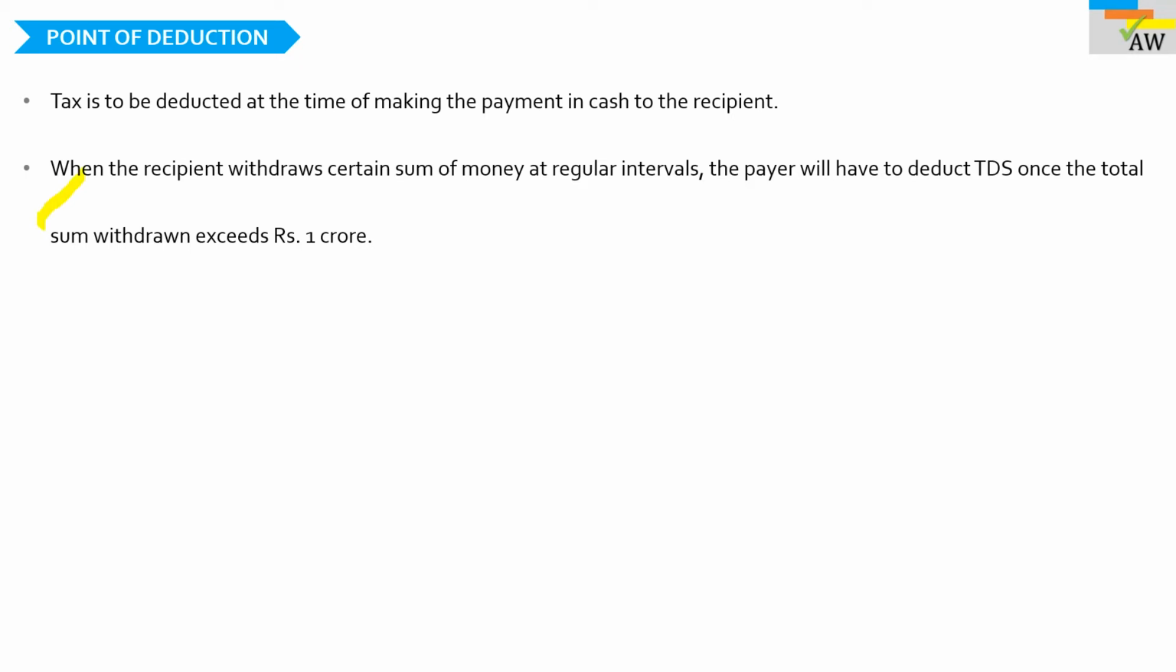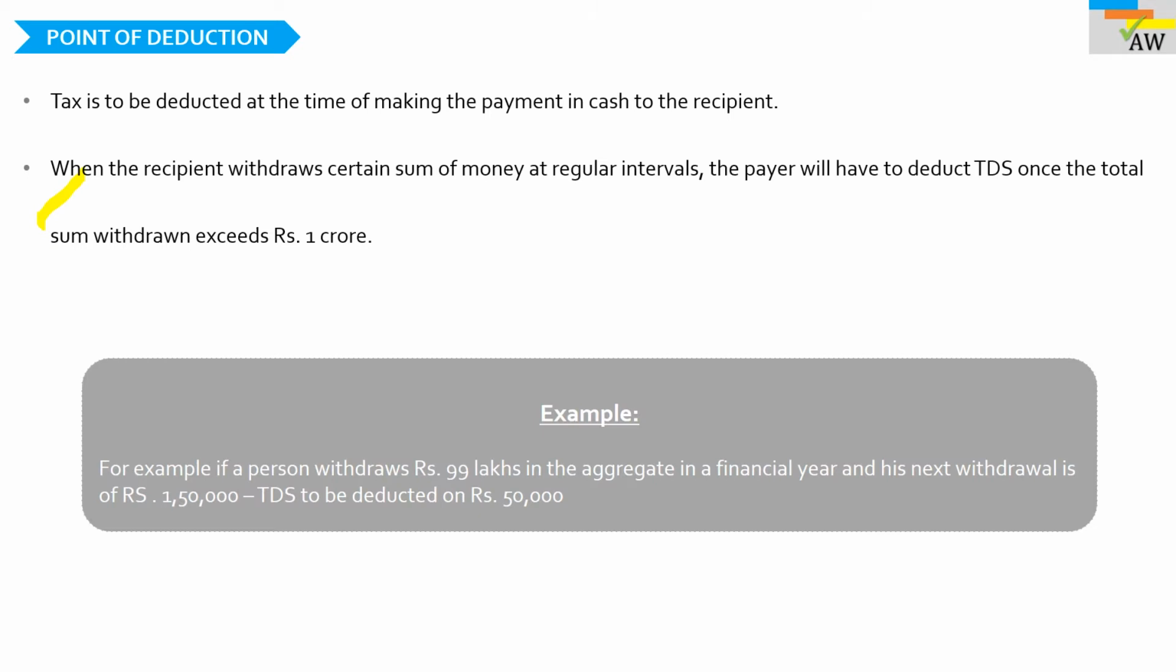If a person withdraws rupees 99 lakhs in the aggregate in a financial year and his next withdrawal is of rupees 1,50,000, then TDS is to be deducted on rupees 50,000. This means TDS is deducted only on the amount by which the threshold limit is crossed. So here in this case it is 1 crore 50,000, and TDS would be deducted on this 50,000, not on the 1 crore 50,000 total amount.